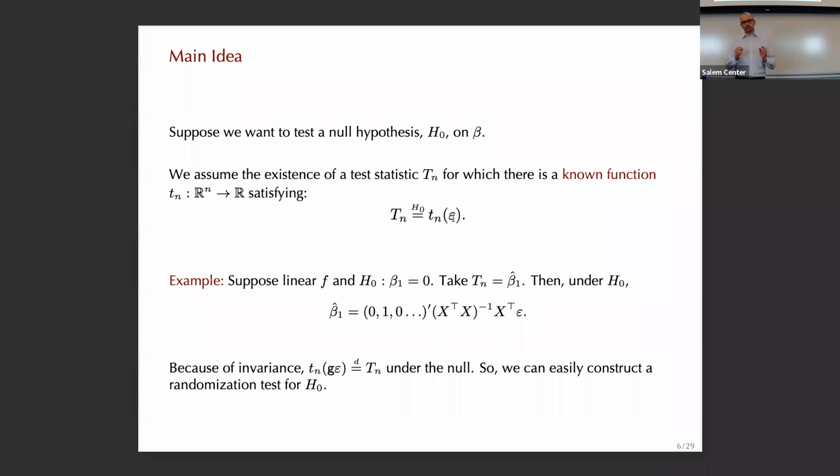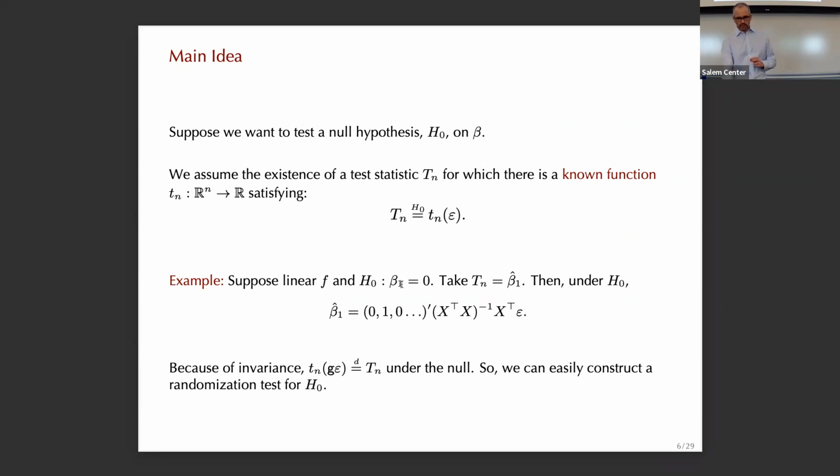I need a test statistic such that when the null hypothesis is true, it is a known function of my unobserved errors. Okay? This doesn't mean that I know the errors or observe them. I can only calculate it under the null and only for the observed data. Okay, here's an example just to make that clear.